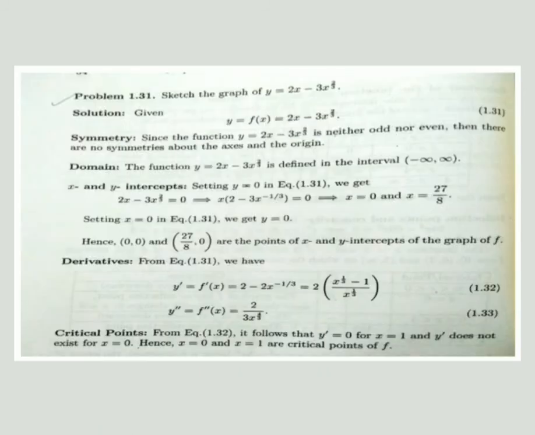Next, move to the next problem here. Y is equal to x minus 3x square. Again there is no symmetry and the domain will be minus infinity to plus infinity. The x and y intercepts we will obtain are (0, 0) and (27 by 8, 0).